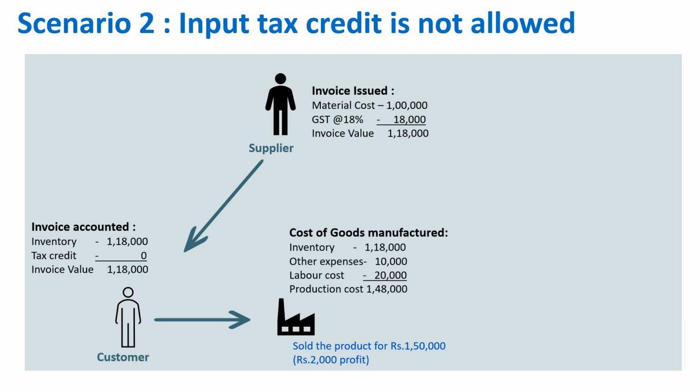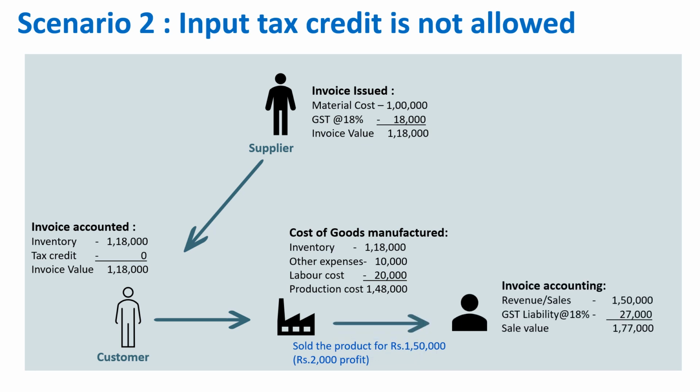Obviously there will be additional cost for that. So cost of goods manufactured is inventory 1,18,000, other expenses 10,000, labor cost 20,000, and total production cost is 1,48,000. And what is happening to the profit now? In scenario 1, the profit was 20,000 because the tax credit of 18,000 was allowed. Here the tax credit is not allowed, hence the cost has increased by 18,000 and the profit, which was 20,000 in scenario 1, has now dropped to 2,000. And when the invoice is raised, the invoice breakup is 1,50,000 sales, GST charged at the rate of 18%, that is 27,000, and the invoice value will be 1,77,000 rupees.